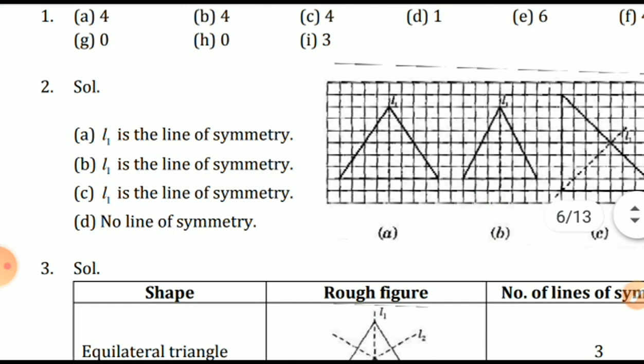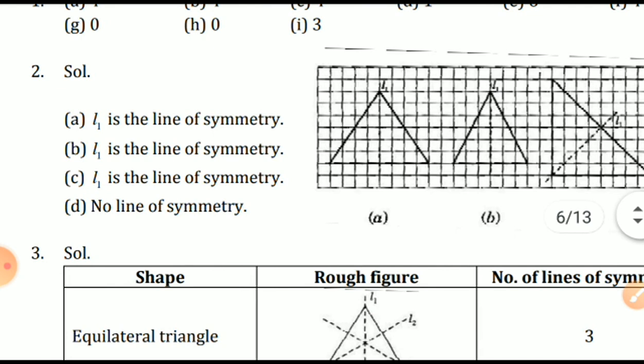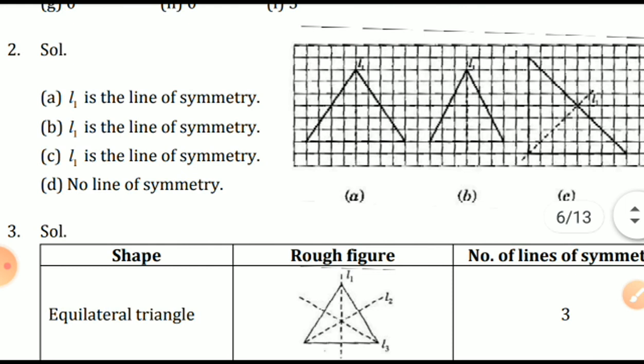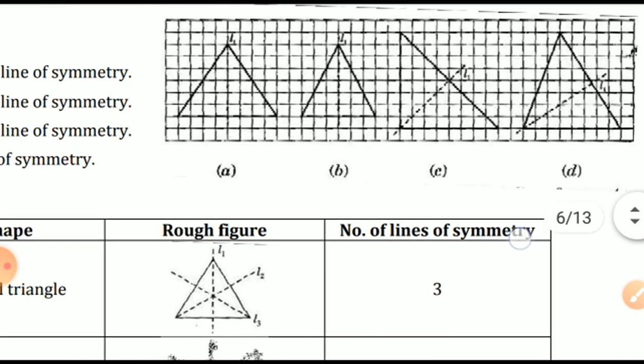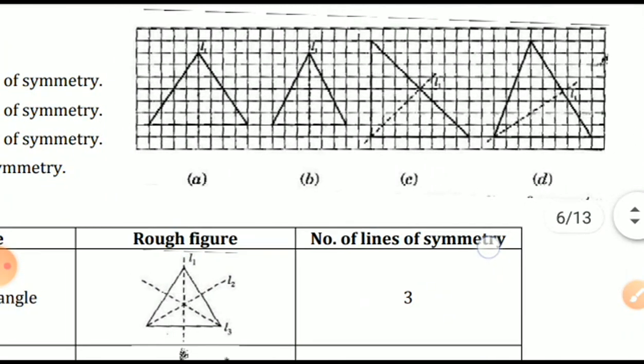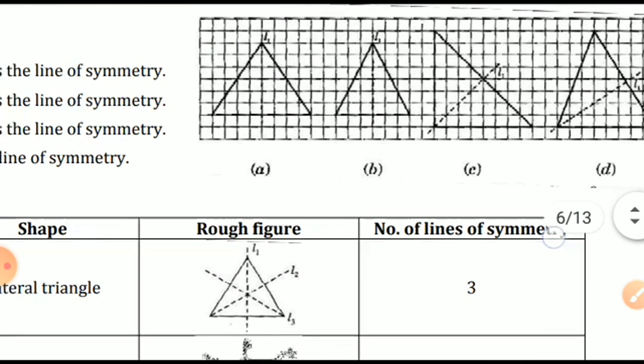Look at the second answer. Where did we get the line of symmetry in this, beta? L1, both are vertical and the last one is diagonal. L1 is the line of symmetry, L1 is the line of symmetry, L1 is the line of symmetry. And what will we get in D, beta? We will get no line of symmetry. Right, beta? Because top and bottom will both be different.